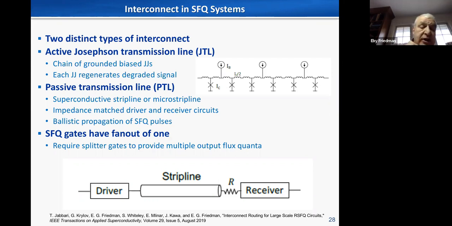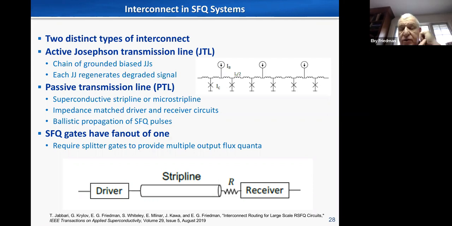If you've got long distance interconnect, all these active JTLs wouldn't make sense. And so people use what's called a passive transmission line. By passive, it's not completely passive. We have a driver and a receiver at the endpoints of the line. But the idea being, if you're going across the chip, you have a big, long superconductive strip line or microstrip line, and you ballistically propagate an SFQ signal from the driver to the receiver, and then it gets converted into the local gate. So it's the classic way to communicate, and lots of publications in these areas. But PTL is how we're going with automated layout techniques because you want to have long lines.